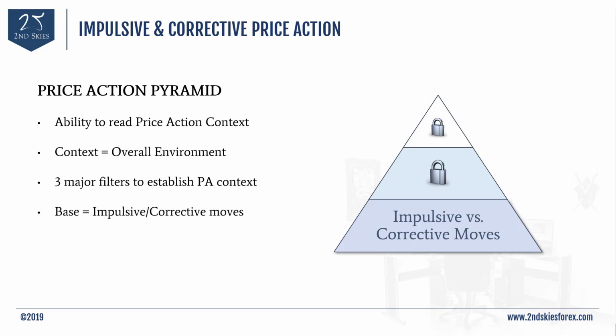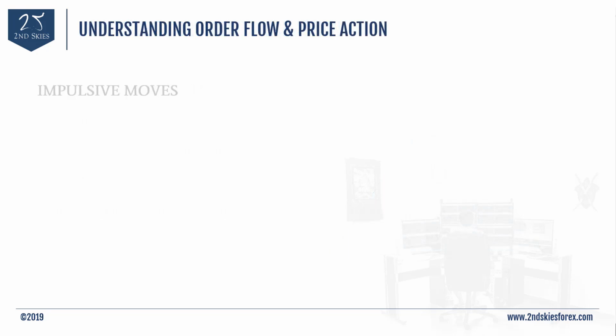Okay, so as I talked about, there's this pyramid of the way we read price action, and it starts with impulsive versus corrective moves. As I've mentioned before, we're trying to read price action context structurally or contextually. And the context gives you an understanding of what the overall environment is. So by learning to read the context, you're learning to see the underlying order flow in the environment. We have a total of 3 filters that we use to establish the price action context, and the base of that is impulsive and corrective moves.